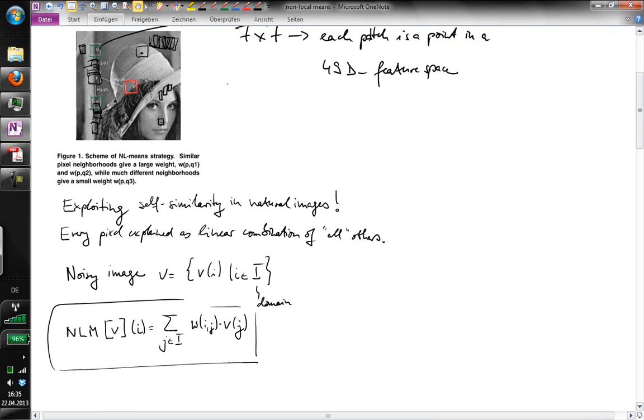More questions? So question, does it also work on curved edges and such?